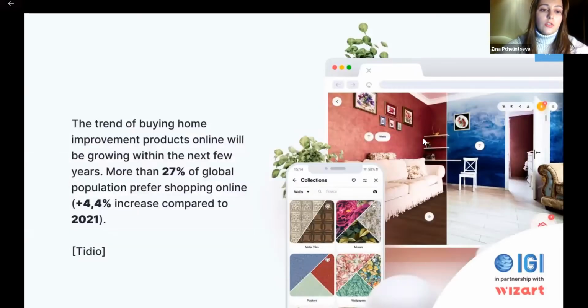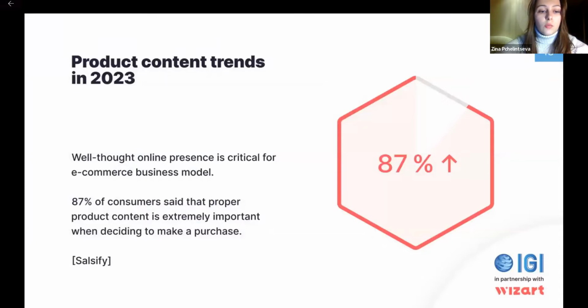First, I'd like to start with a few numbers from marketing research. It goes without saying that the trend of buying home improvement products online will just keep growing in the upcoming years. Today, more than 27% of the global population prefer shopping online, which is 4% more compared to 2021. This means that e-commerce businesses should think about their online presence, and 87% of consumers believe that proper product content is extremely important for them when making a decision to buy something.